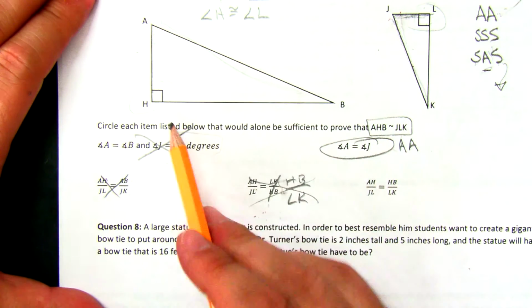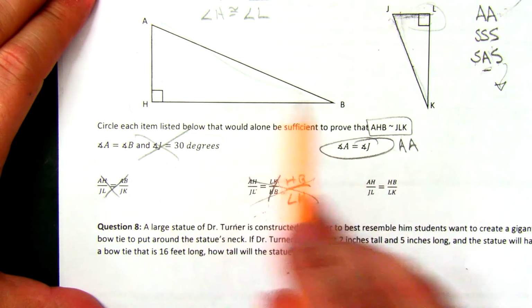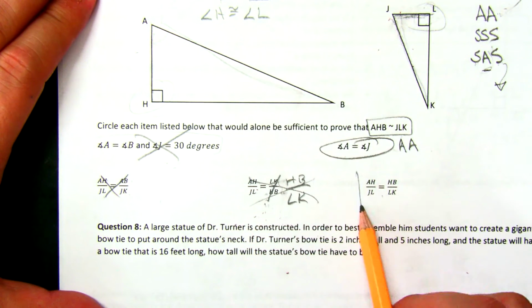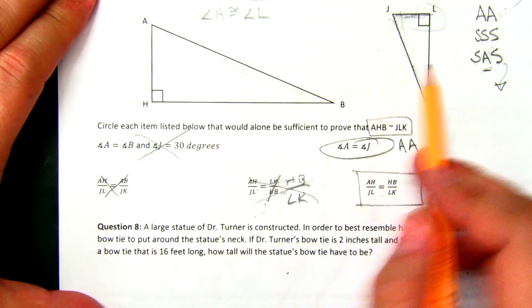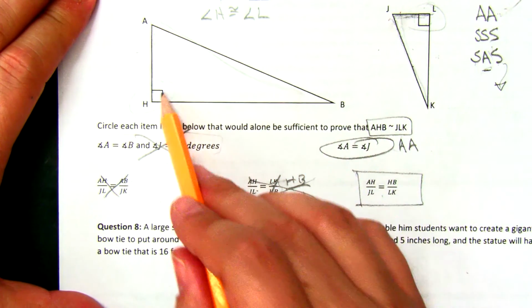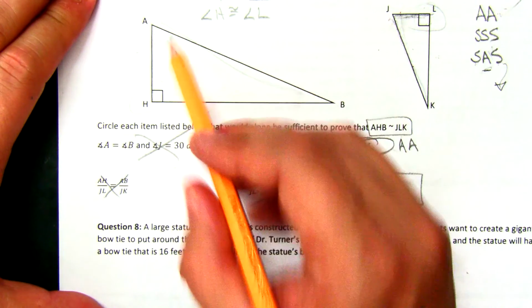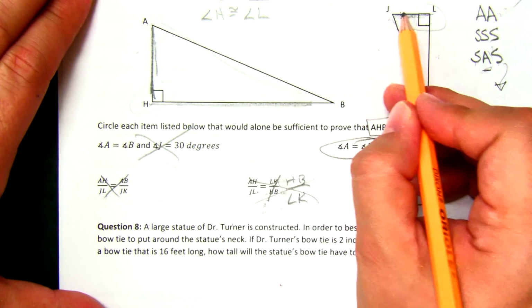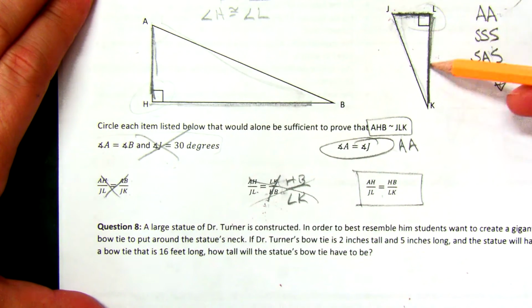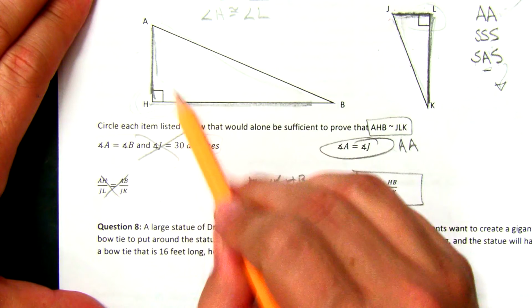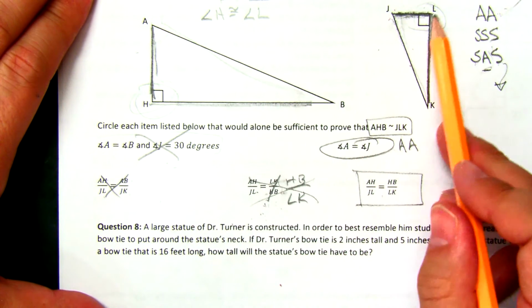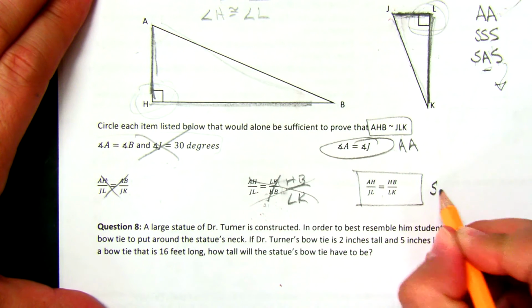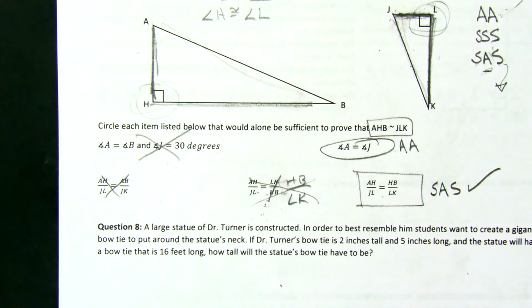Last one, AH over JL, HB over LK. Oh yes, this is what we wanted to have over here, but now we've got it here. We've got two sides, and then we've got the included angle, the angle in between those two sides, right? Because on this triangle we know about AH and HB. On this triangle we know about JL and LK. And the angle between AH and HB is H. The angle between JL and LK is L. And we know that L and H are congruent because they're both 90 degrees. So by SAS, that one works.